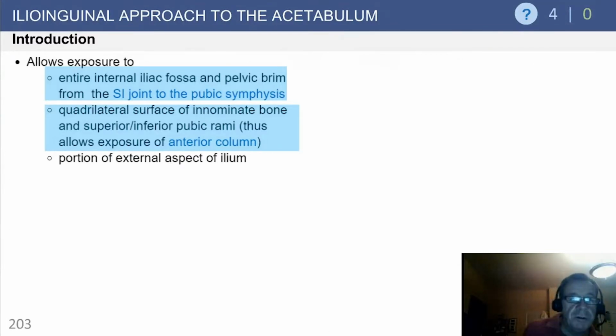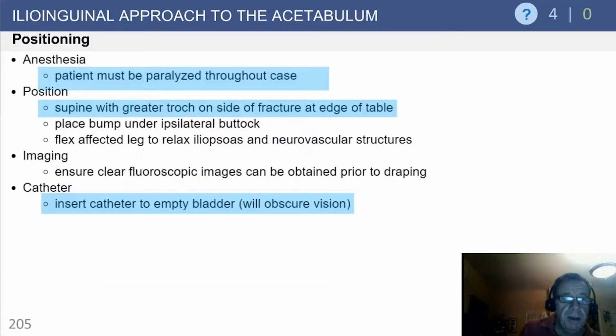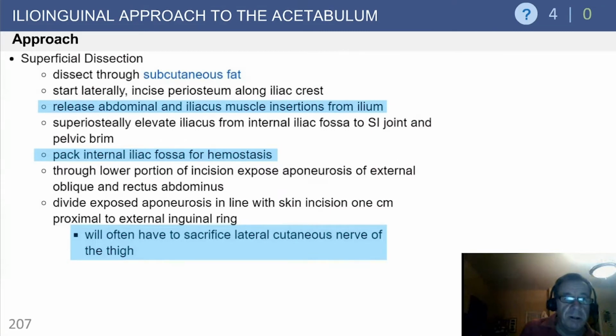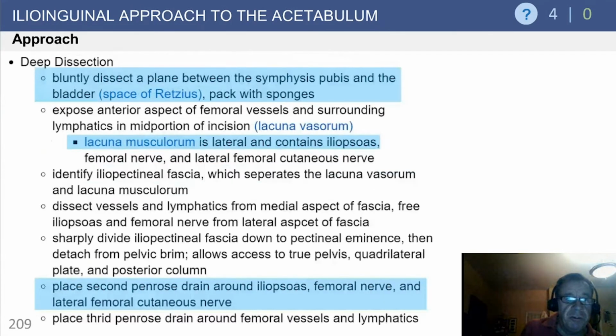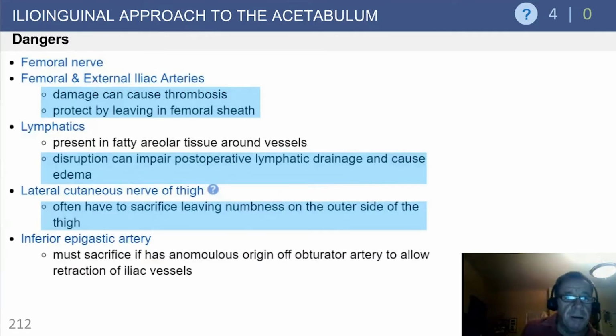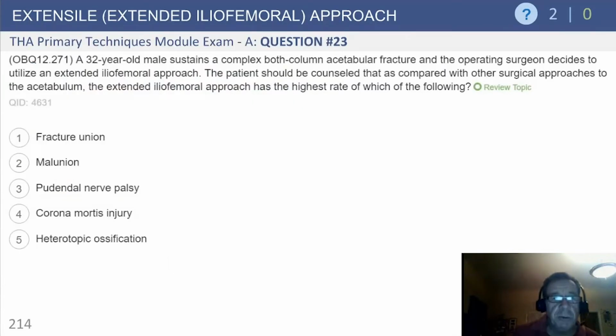Excellent exposure. The ilioinguinal for the internal iliac fossa and the pelvic brim, quadrilateral surface, again, summarized on that excellent table that we pointed out before. Anesthesia. This is reviewed in the slides, and again the surgical approach and how to make this extensile at this point. We'll just finish up. We've got 2 more questions in the time remaining. Extended iliofemoral approach, question 23.